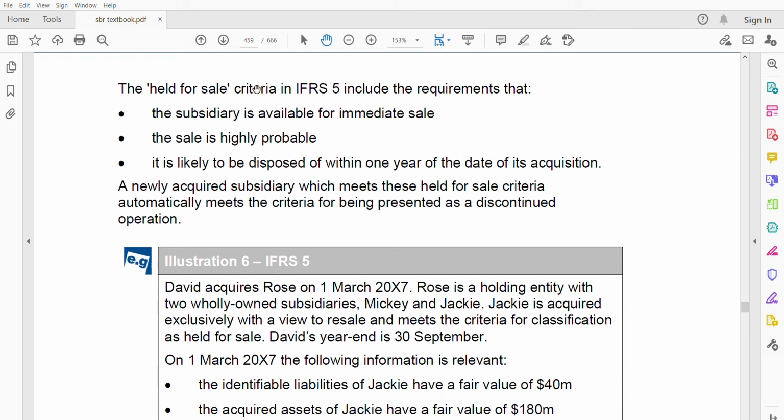So the held for sale criteria in IFRS 5 include the requirements that you should meet for it to be called held for sale. What are the three conditions? The subsidiary is available for immediate sale, that means within 12 months, and also the sale is highly probable, and within 1 year it will be disposed of from the date of the acquisition.